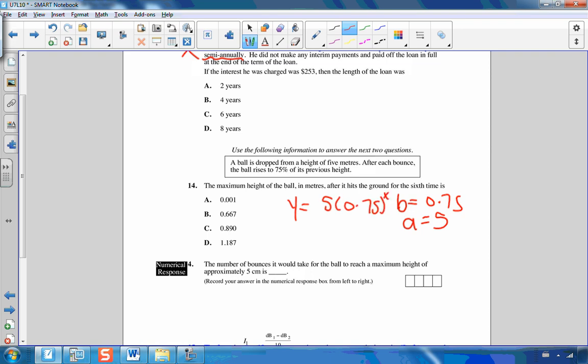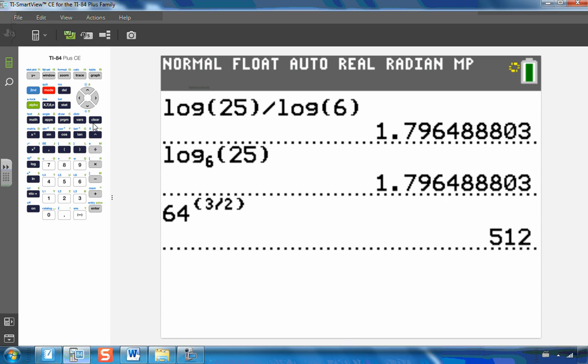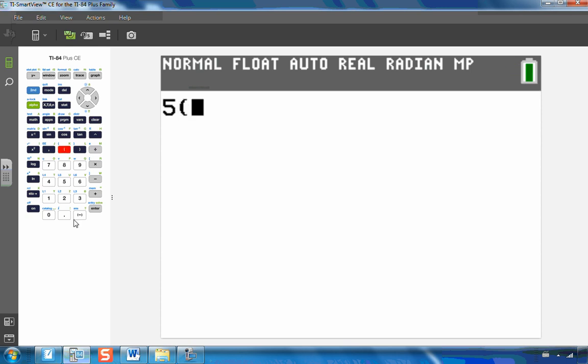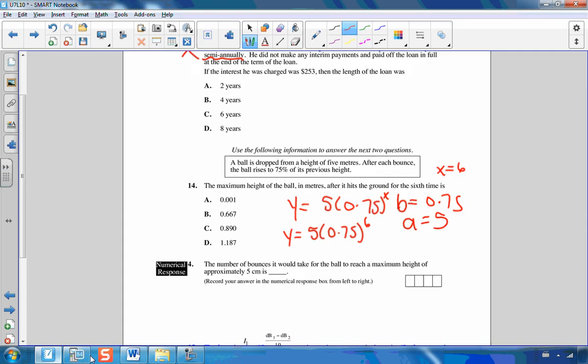So the maximum height of the ball in meters after it hits the ground for the 6th time. Okay, so if it's going to hit it for the 6th time, that means that x is equal to 6. So I can just say that it's 0.75 to the exponent of 6. So I would just put it in my calculator because that's a number. So I go 5 times 0.75 to the exponent of 6. And then there it is, 0.89, right there. Okay, number 14.